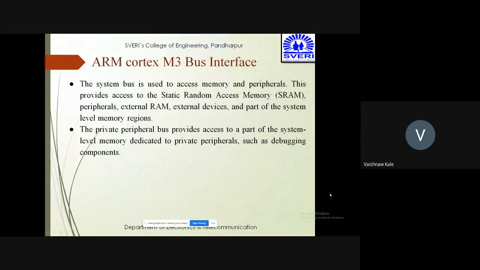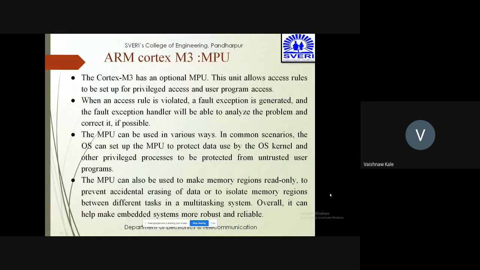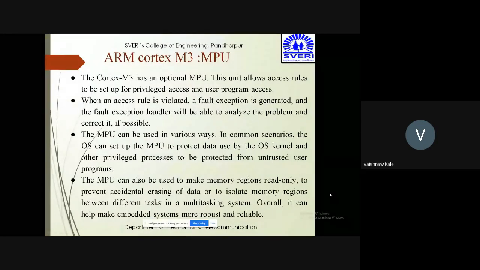The second one, the system bus, is used to access memory and peripherals. This provides access to the SRAM, peripherals, external RAM, external devices, and part of the system level memory region. The private peripheral bus provides access to the part of the system level memory dedicated to private peripherals such as debugging components. Then comes the optional MPU, called the memory protection unit.